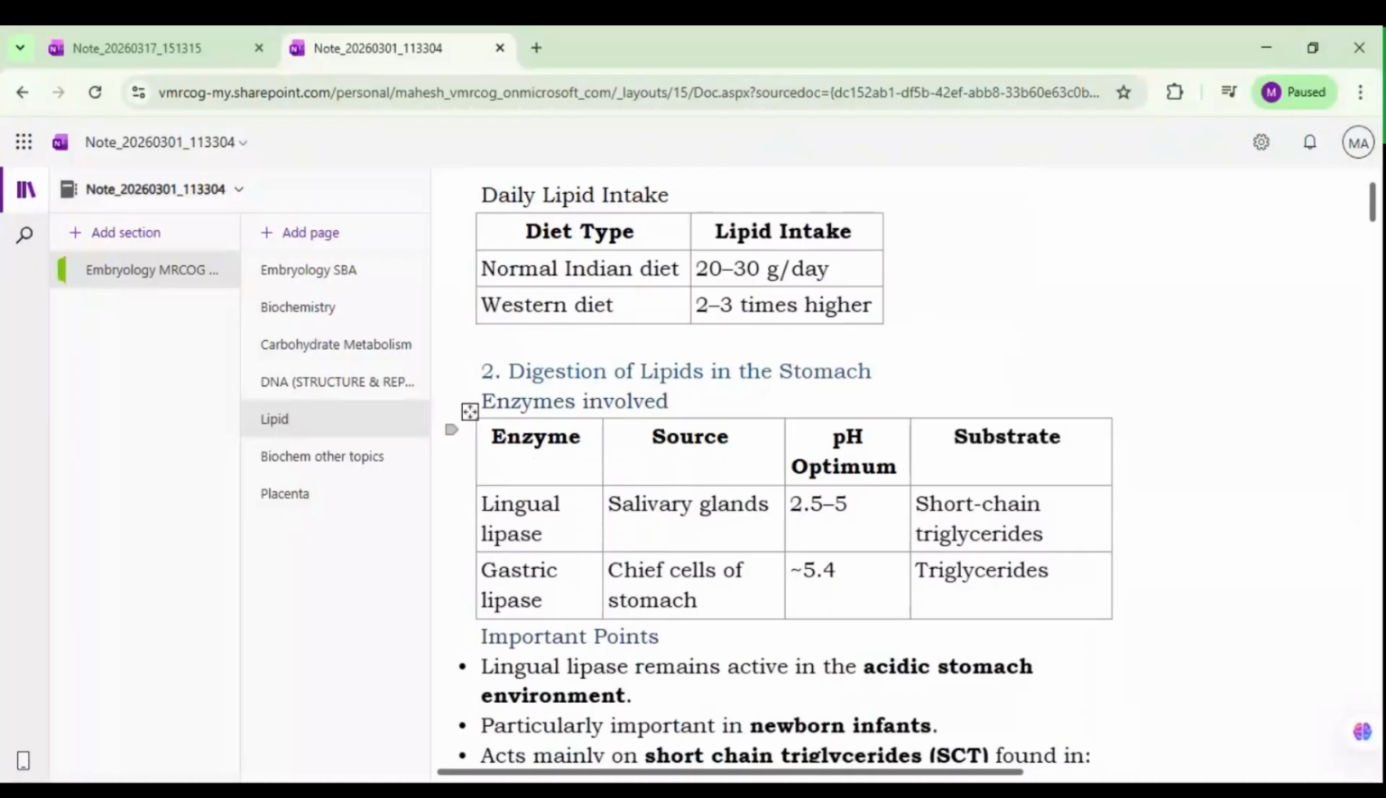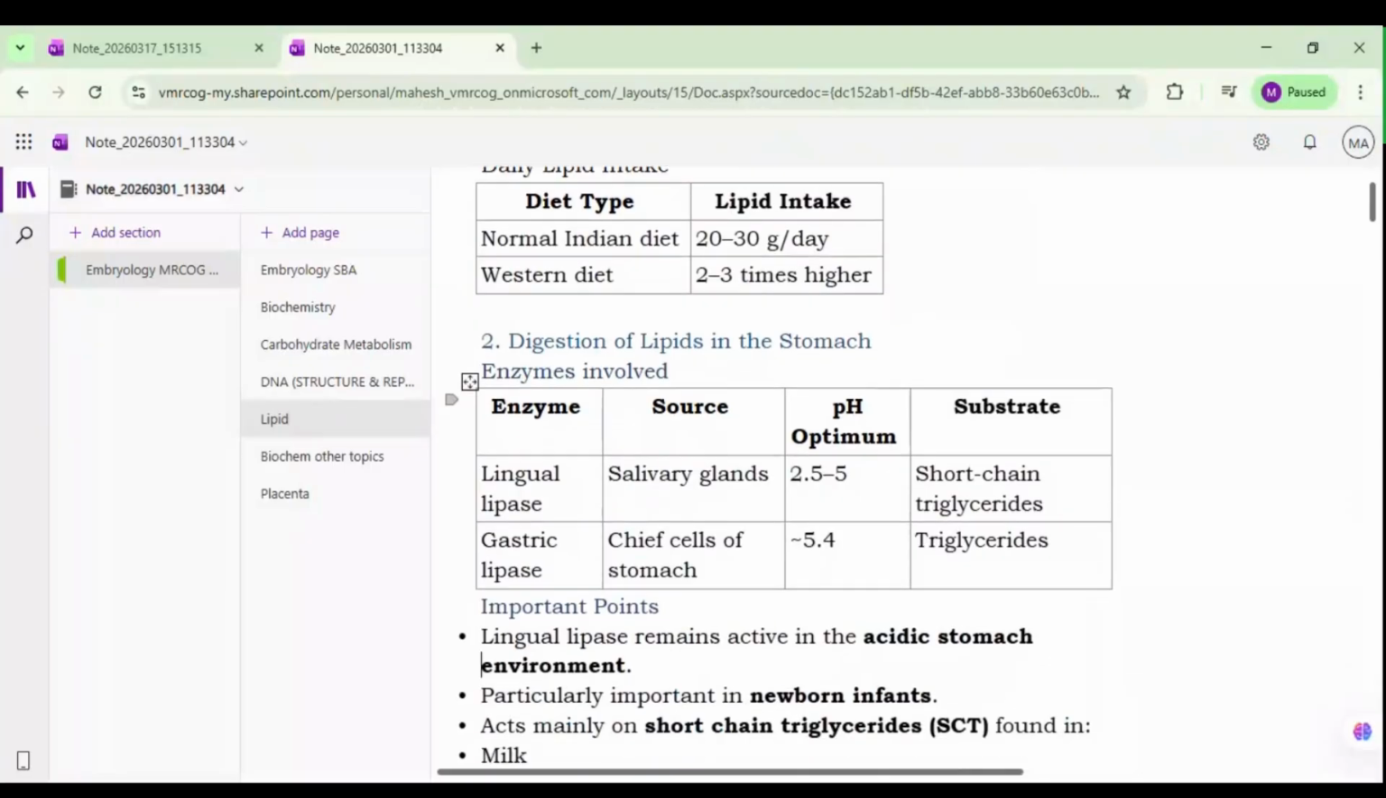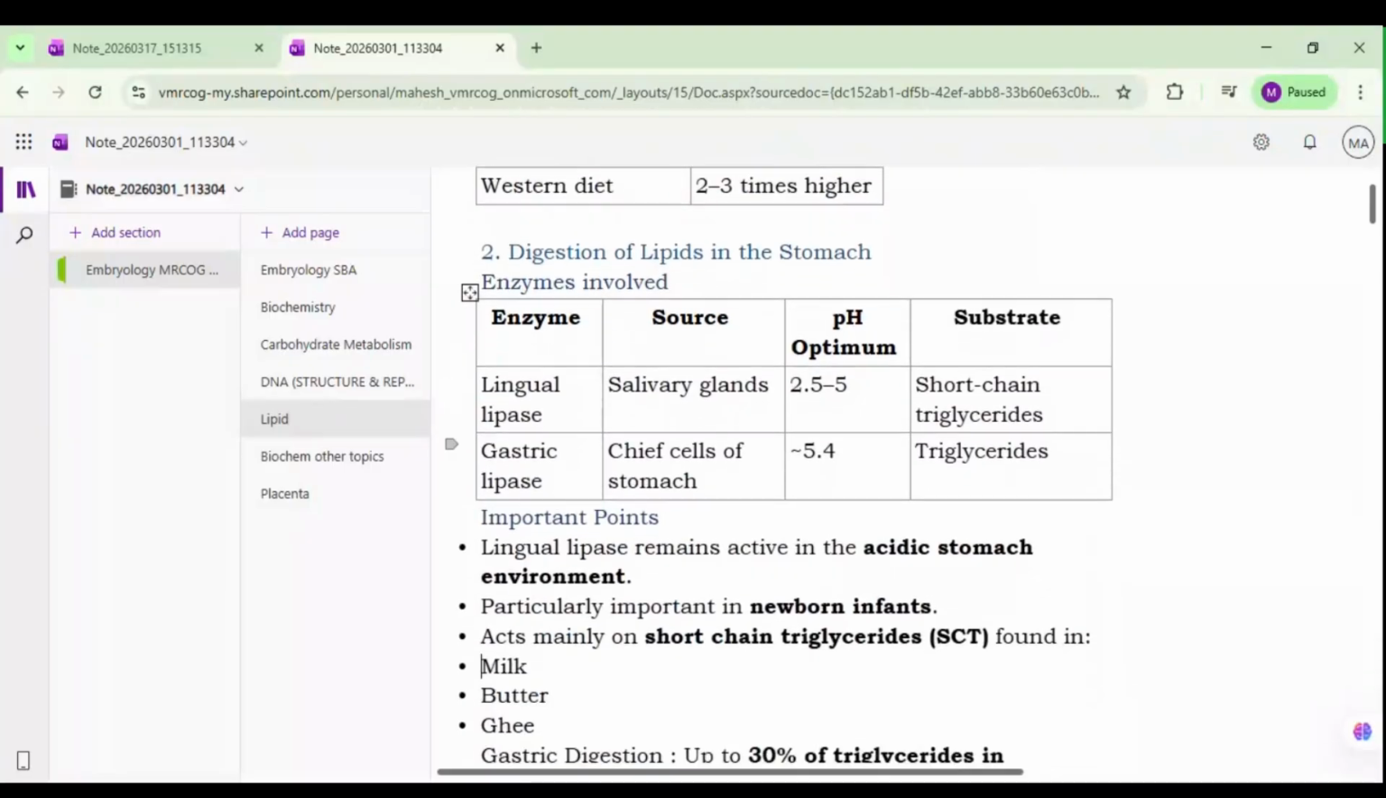So from the salivary glands, you have the lingual lipases. The optimum pH is 2.5 to 5, and they are responsible for digestion of the short chain triglycerides. While gastric lipases are coming from the chief cells of the stomach. Optimum pH is 5.4, and they are responsible for the digestion of the triglycerides.